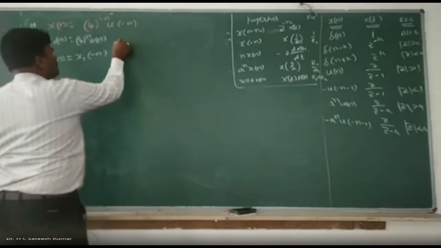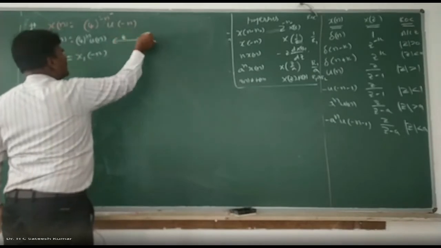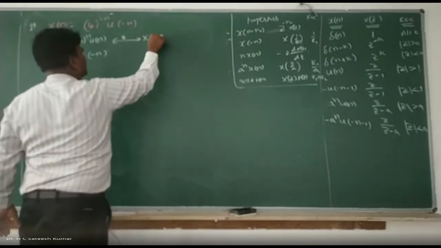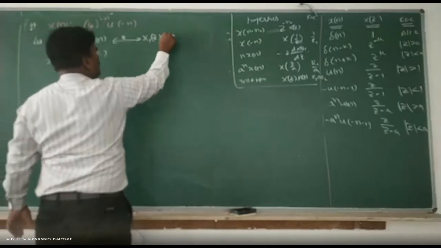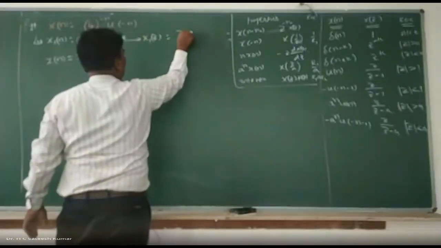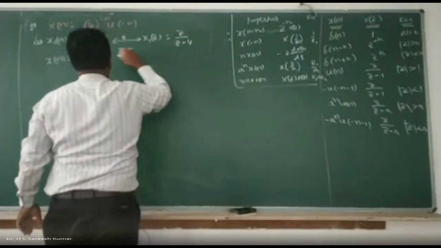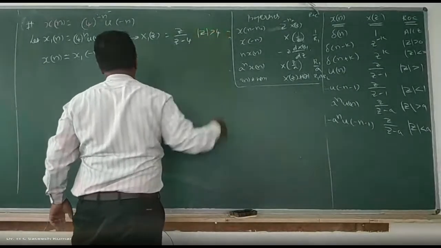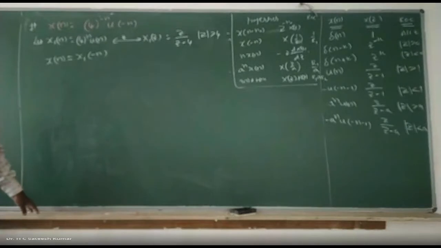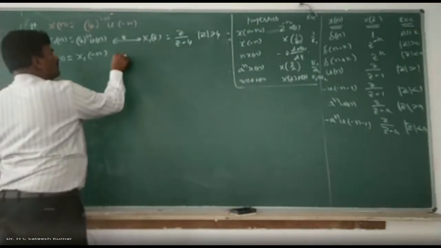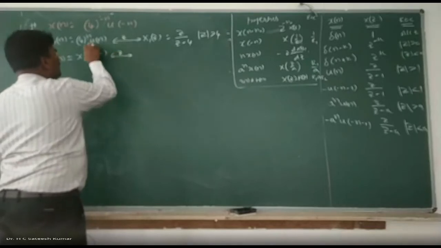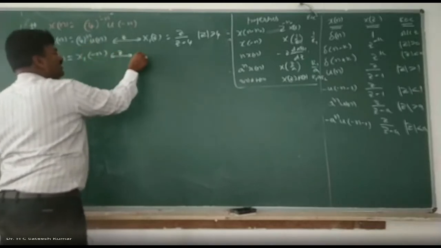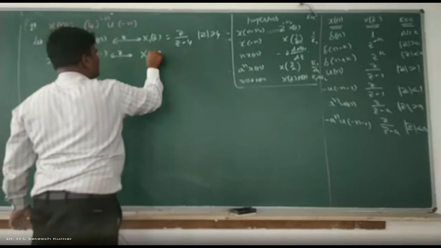Now, once the substitution is over, we can take the Z transformation. x1 of z is equal to what? We know this one: z divided by z minus 4, right-handed sequence, mod z greater than 4. ROC property, you can easily remember that. This is right-handed, and this is left-handed.